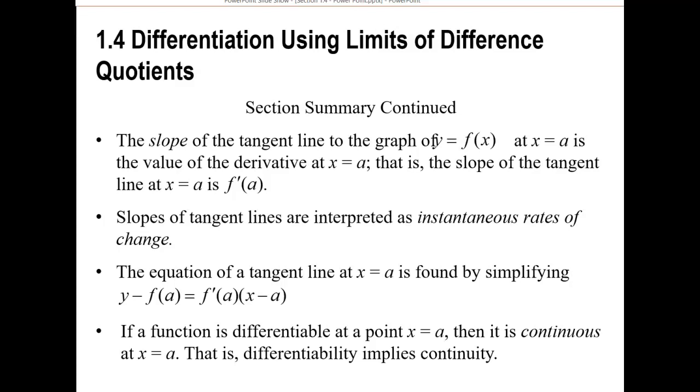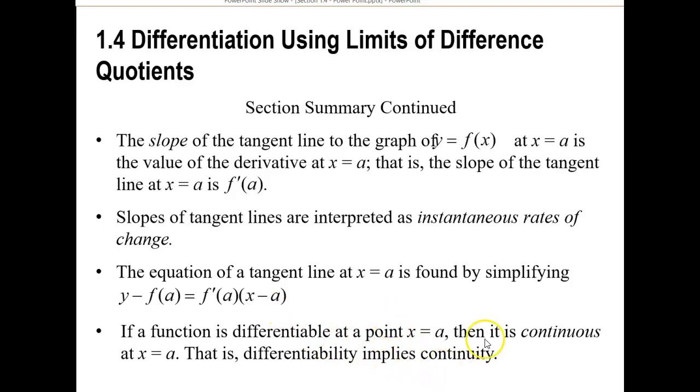Slopes of tangent lines are interpreted as instantaneous rates of change. They're the slope at one point, not an average value of the slope between 2 points. The equation of the tangent line is found by simplifying. They've shown this is the point slope formula. We did it in the example using slope-intercept, so either way, but point slope is y minus the y value of your point, f of a, equals your slope at the point, that's the derivative evaluated at your point, times x minus the value of x.